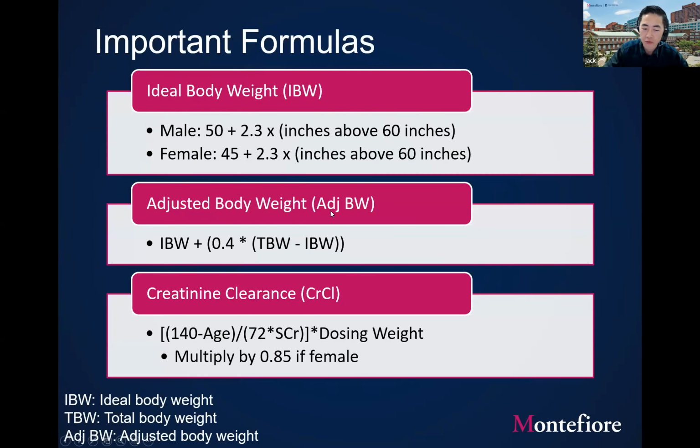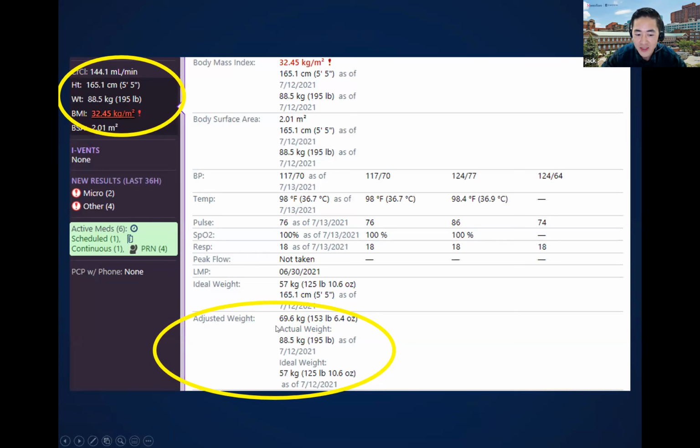So these are just some important formulas for you. One is to calculate ideal body weight, and the other is to calculate adjusted body weight. And then obviously the last one is creatinine clearance. This is important for dosing. You're probably not going to remember this. So if you just go on Epic, you can find the adjusted body weight, the ideal body weight, and the creatinine clearance. So you don't really need to memorize those formulas, especially for the ID fellows. But I think for the pharmacy residents, you definitely need to know these. This is assuming that the nurses and the team document the patient weight and height. If they don't document it, then you're not going to have it in Epic.